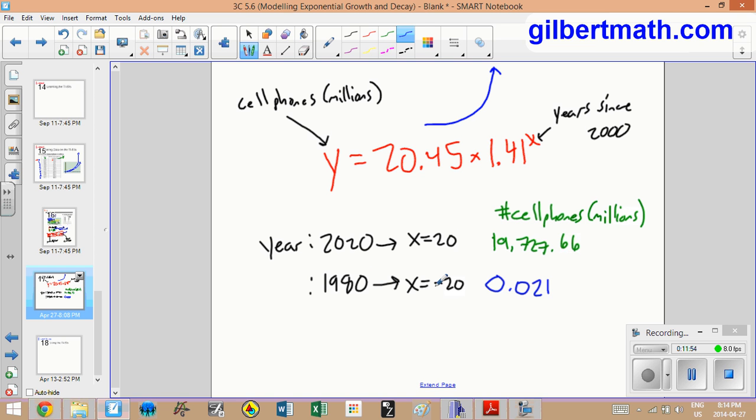The interesting thing about this is that although that value kind of makes sense, we know that back in 1980, there probably weren't more than a couple of thousand cell phones on the continent of Africa because there really weren't any cell phones around. But essentially, this is how you would use one of these equations to predict values in the future with positive x values, and in the past with negative x values.